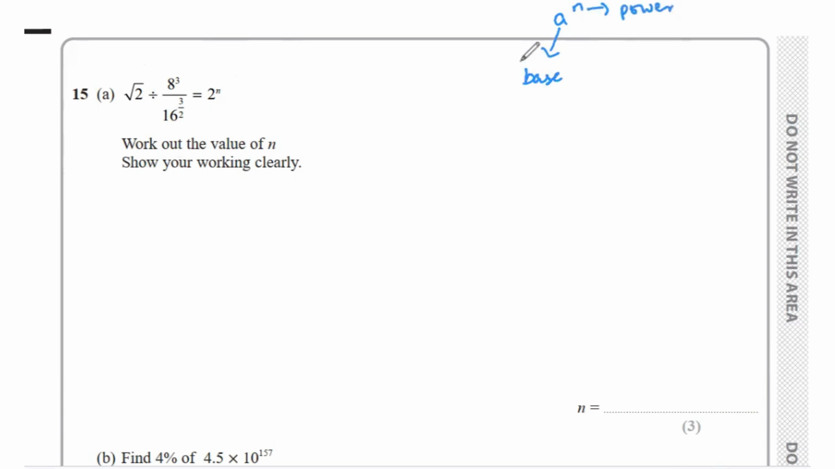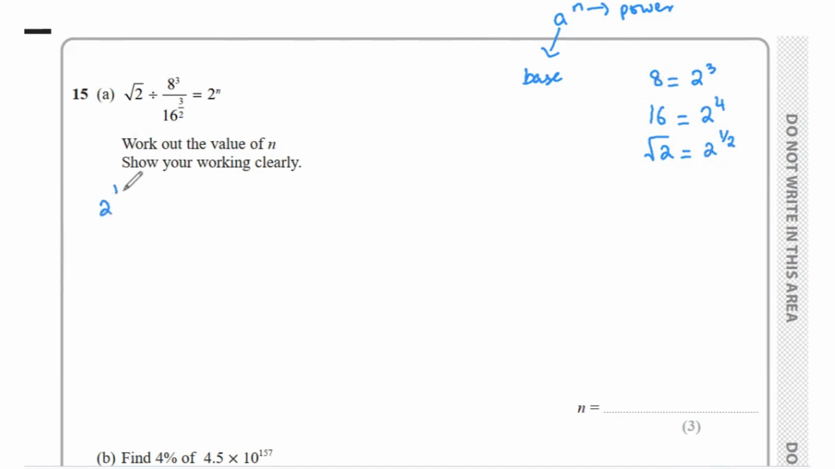Make sure that all of the bases are in the lowest form, which in this case is going to be 2. We can convert 8 into 2 because 8 is equal to 2 cubed, and 16 is 2 to the power of 4. So I'm going to rewrite 8 as 2 cubed and 16 as 2 to the power of 4. And root 2 is the same as 2 to the power of 1 over 2.